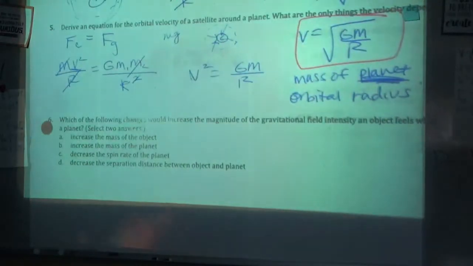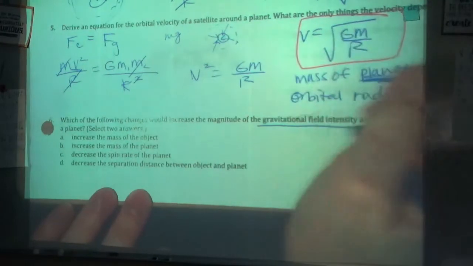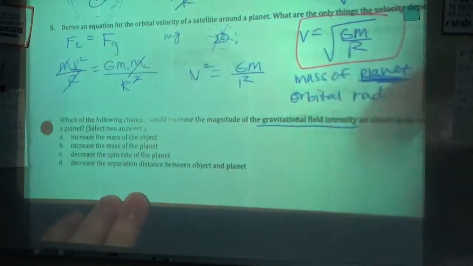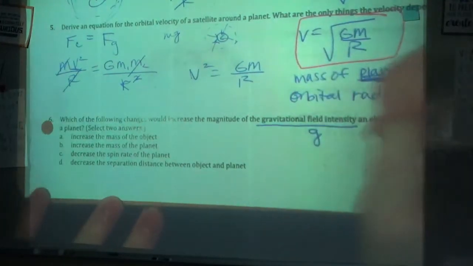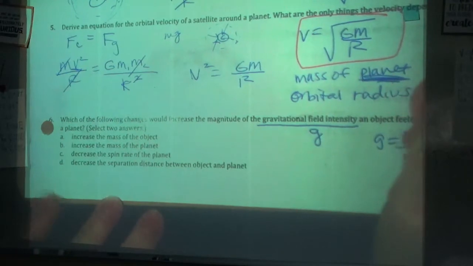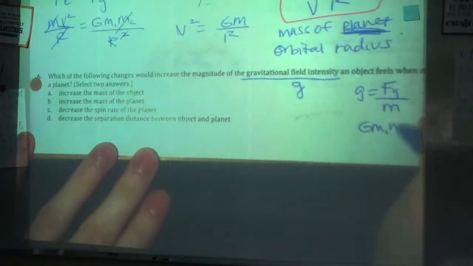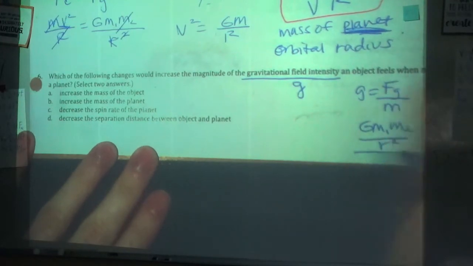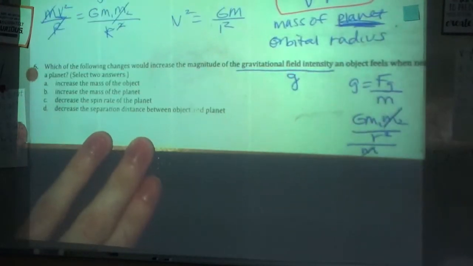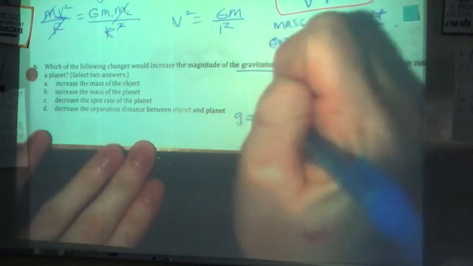Which of the following would increase the magnitude of the gravitational field intensity? So gravitational field strength is little g. Little g is the force of gravity over m that's given on our equation sheet. Force of gravity is big G, m1, m2 over r squared. If you divide by m, then one of the m's is canceled. And we're left with just GM over r squared.